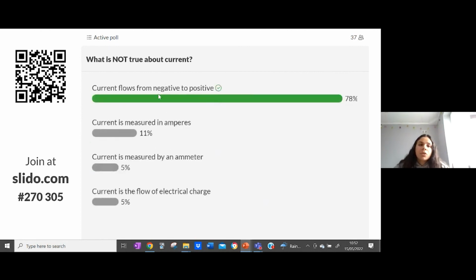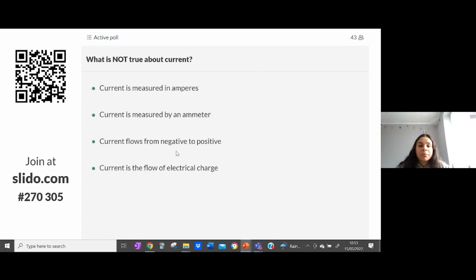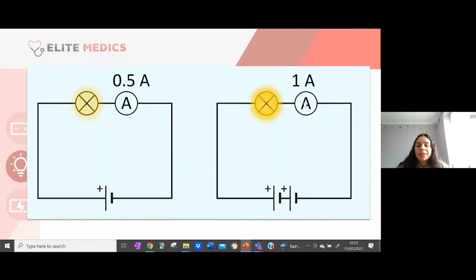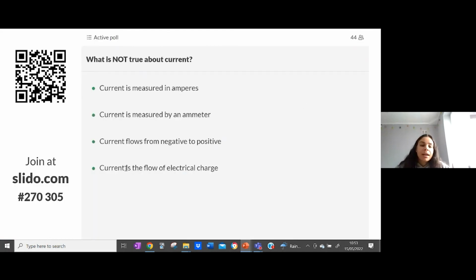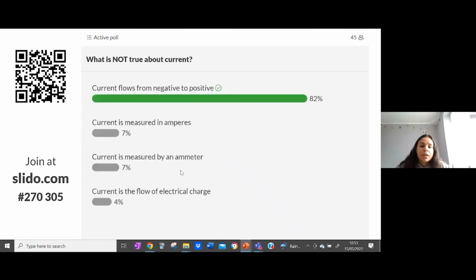Okay, so which of these is not true about current? Current flows from negative to positive. That is not true. What have we been saying? Current flows from positive to negative. We do measure current in amps. It is measured by an ammeter. That was the component that we just saw back here. So this is an ammeter, and that's measuring current, and current is the flow of electrical charge. So, wrong answer.